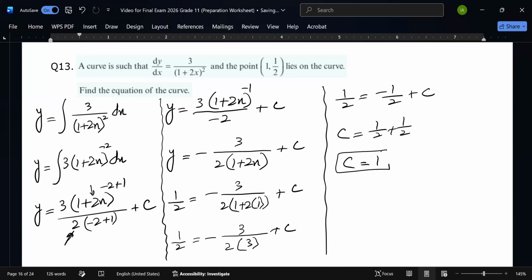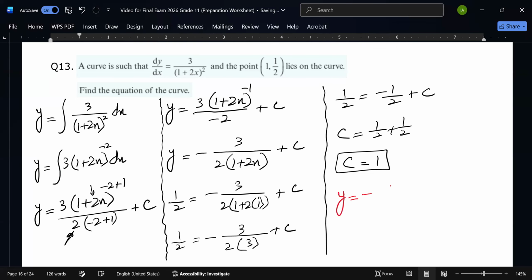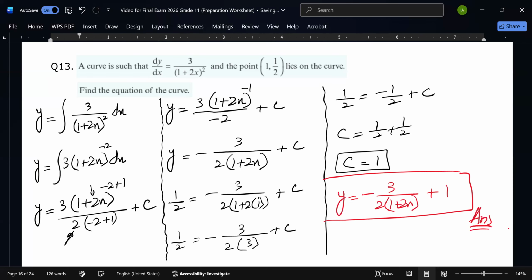Yes, but we are looking for the equation of the curve. So put the c back into the equation and it's going to be y is equal to minus 3 over 2 times 1 plus 2x plus 1. This is your required equation of the curve after integrating the gradient or dy upon dx.